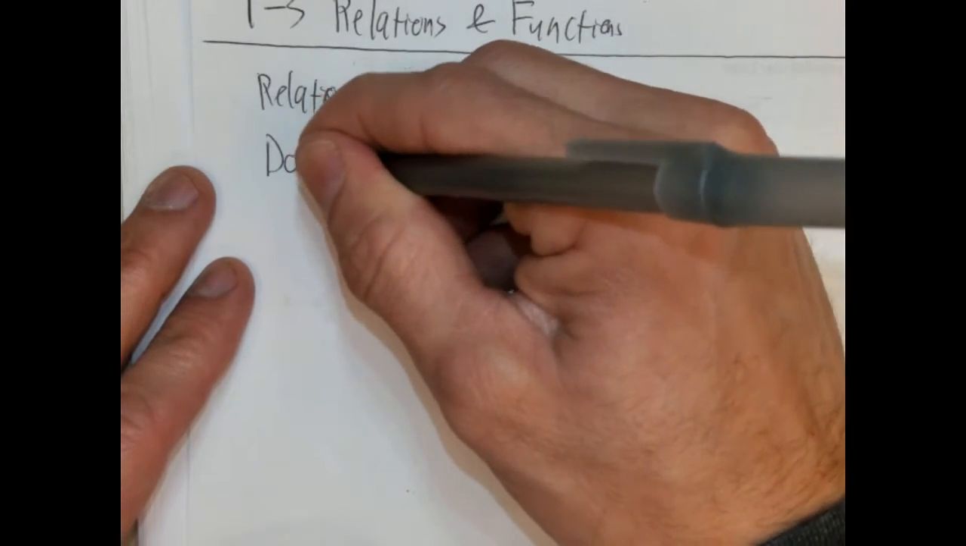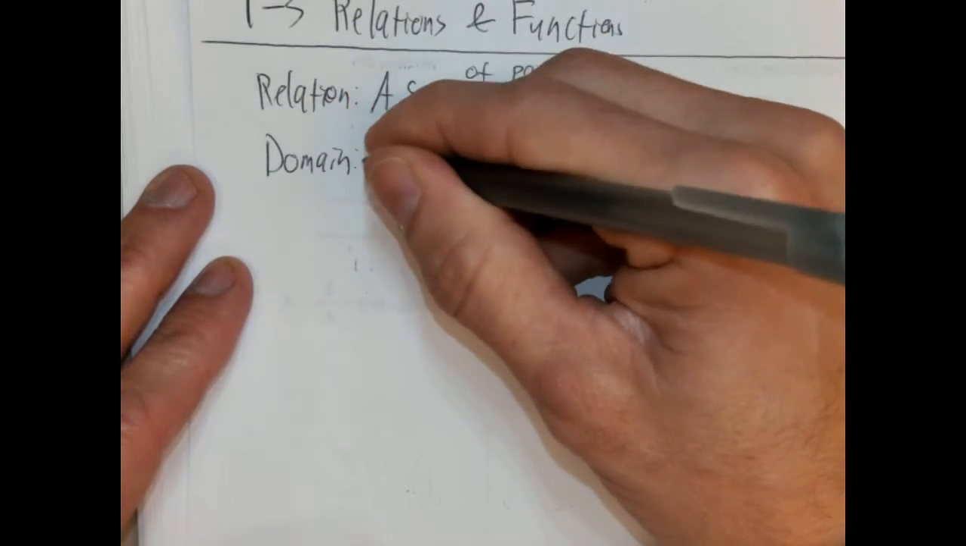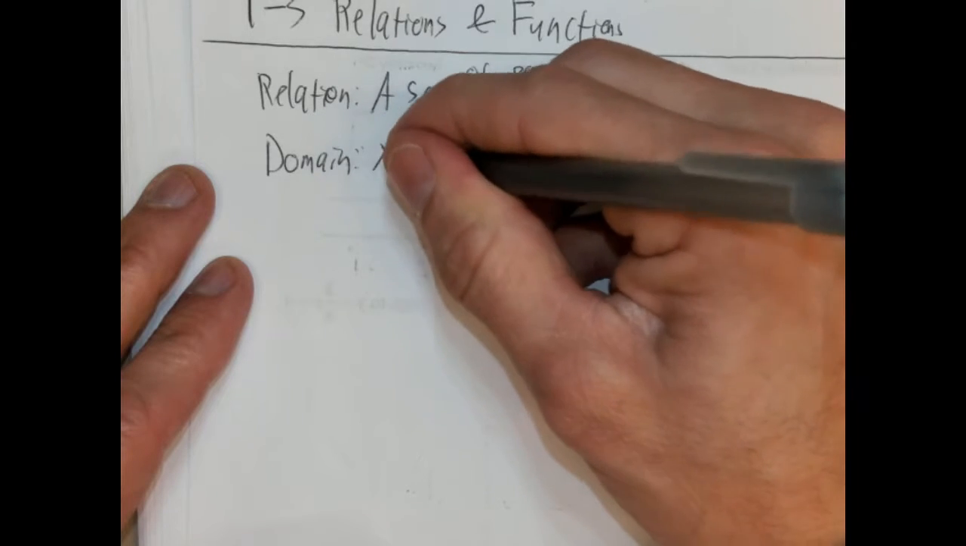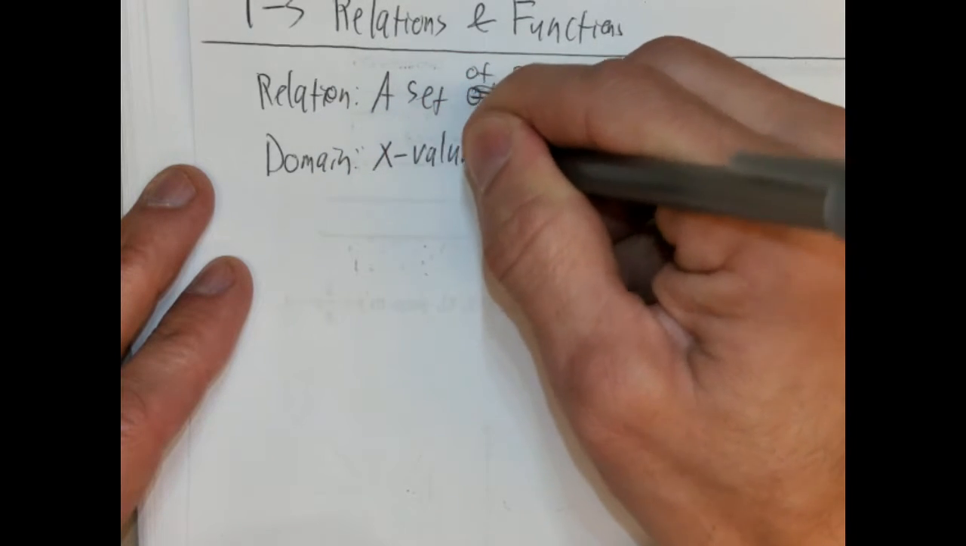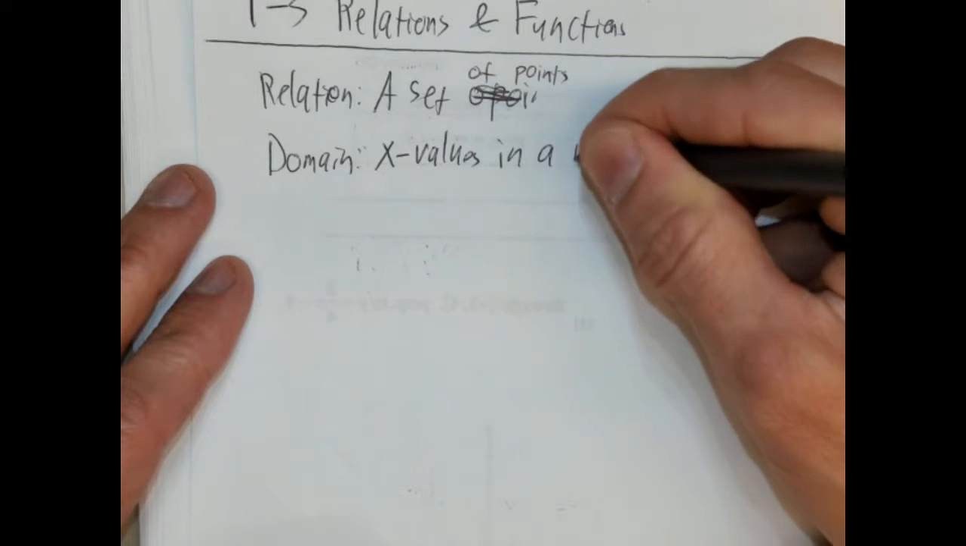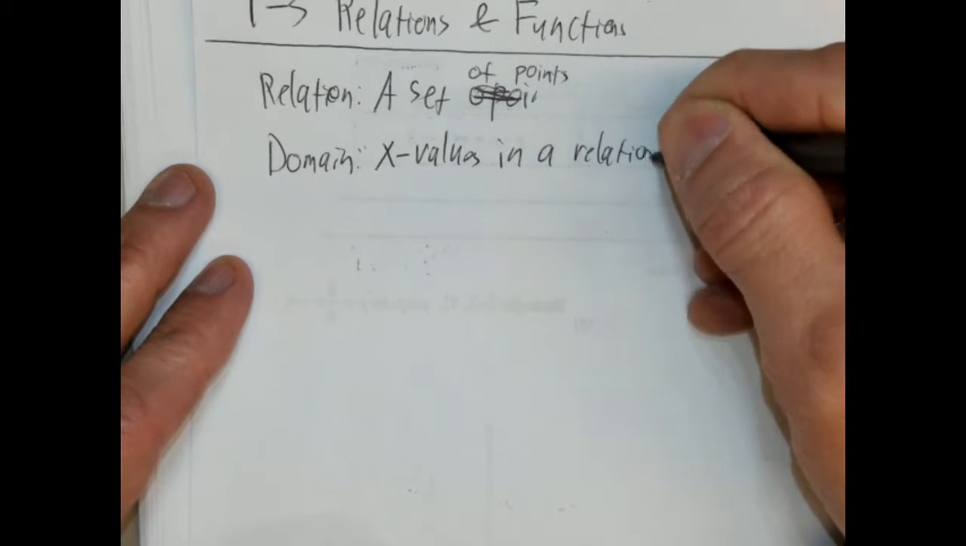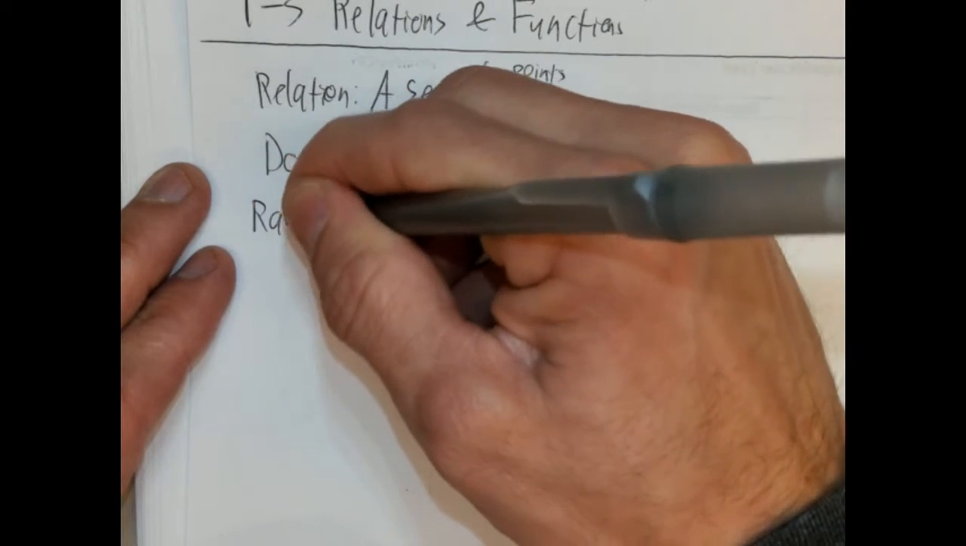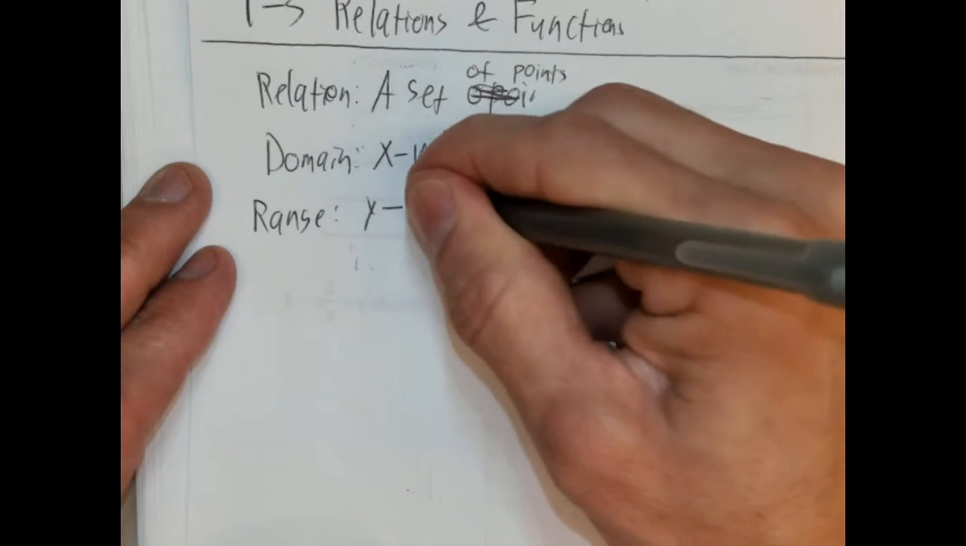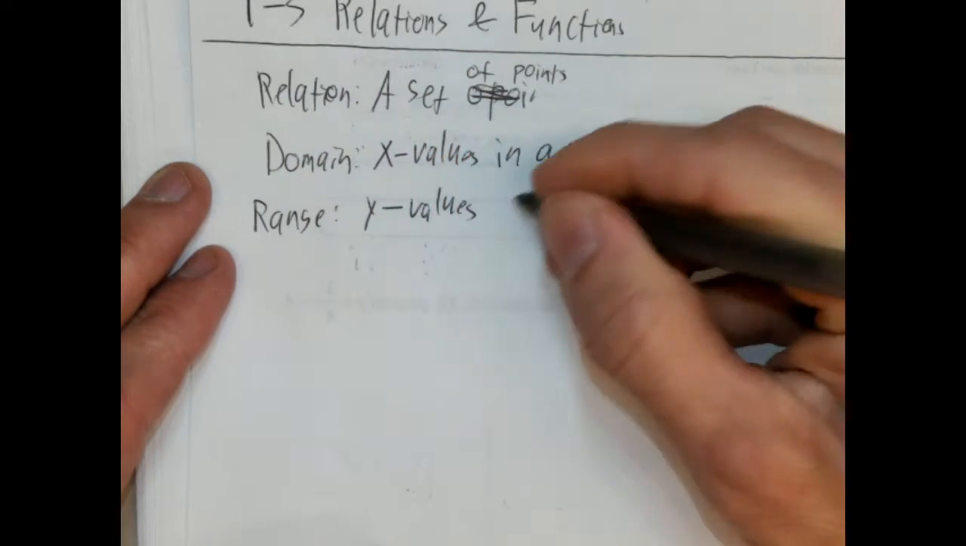Domain consists of the x values in a relation. The range is the y values in a relation.